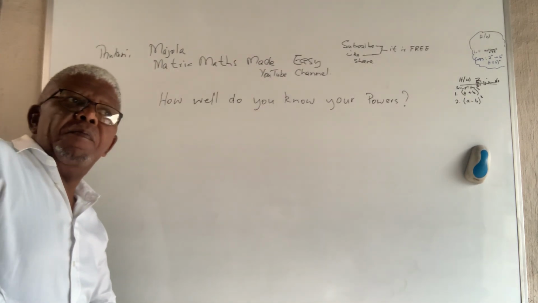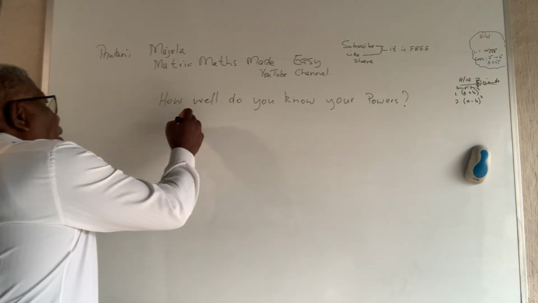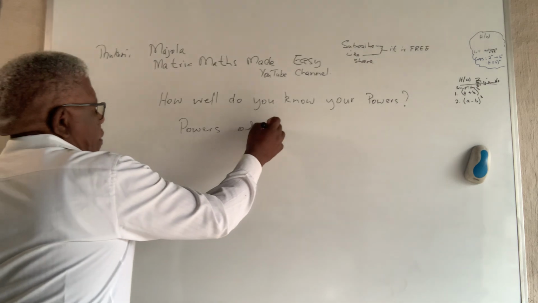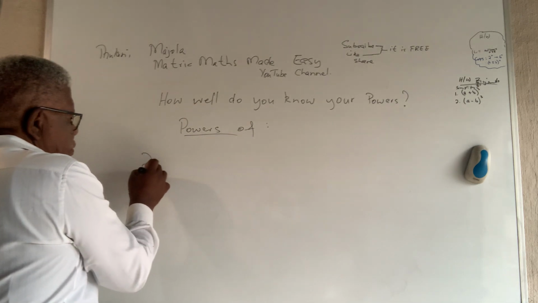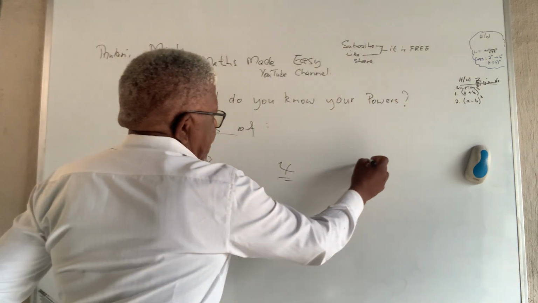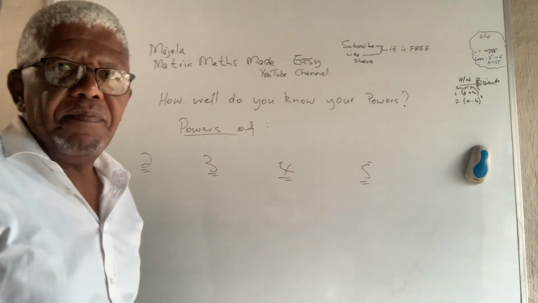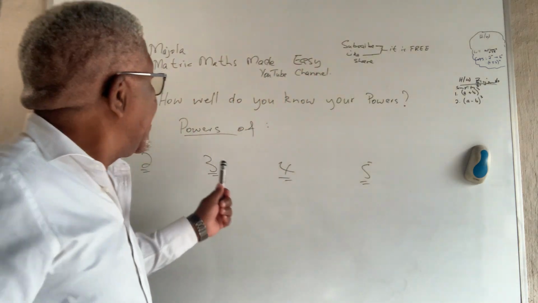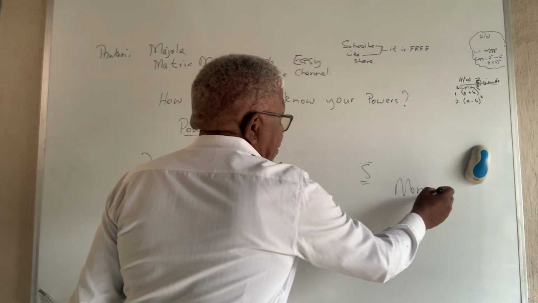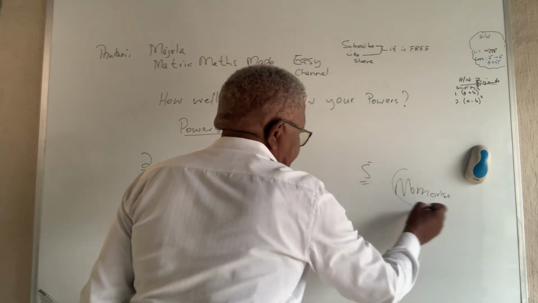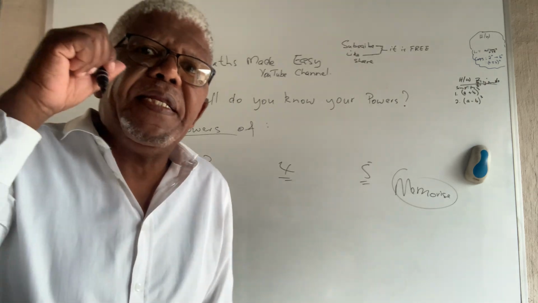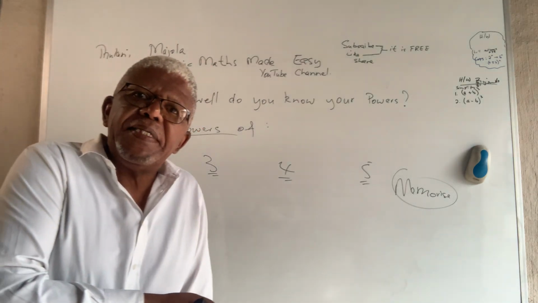How well do you know your powers? I'll deal with powers of 2, 3, 4, and 5 only. I only deal with small numbers. I don't deal with big numbers because, once I'm done, I need you to memorize them. Memorize. In maths, we don't deal with calculators. We use mental arithmetic.